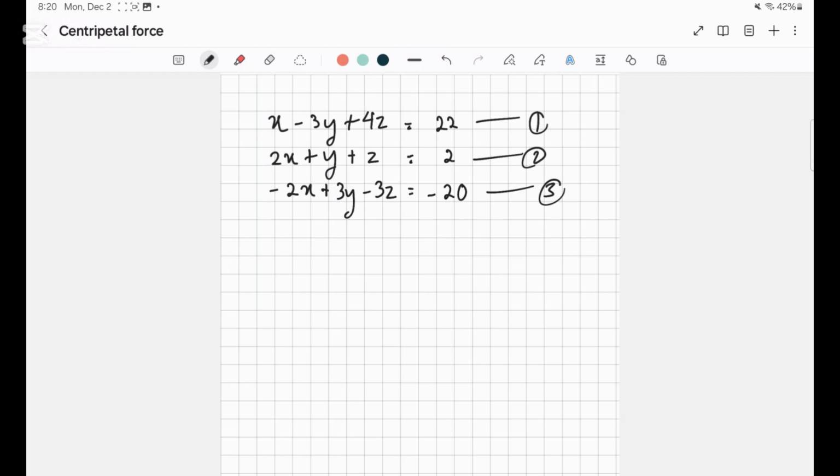Okay, so let's start with this question. You can see it's three equations. So what we can do is, let's consider the first and second equation. We can do this in two ways: you can do it using the elimination method, or you can do it using the substitution method.